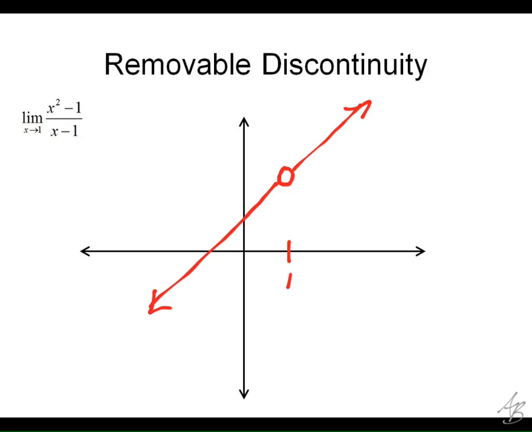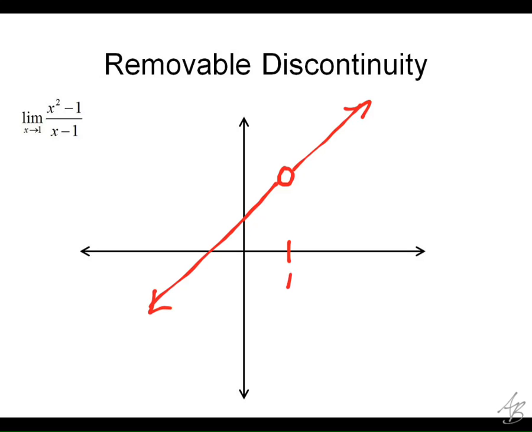So even though it has this discontinuity at that point where we want to evaluate the limit, we can't evaluate it directly. But both sides approach the same value. It's removable would be another way to say it.